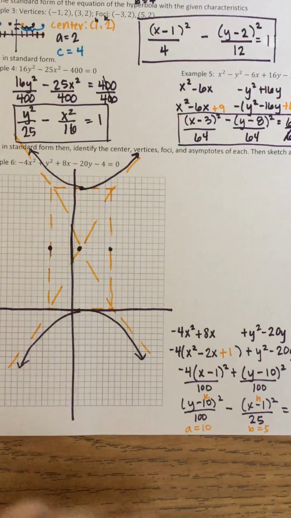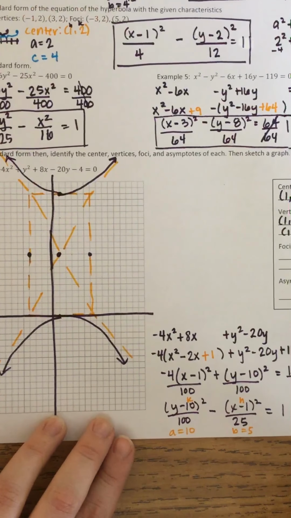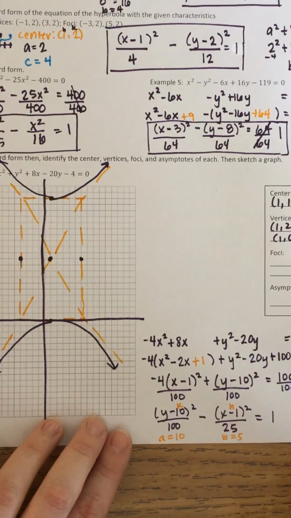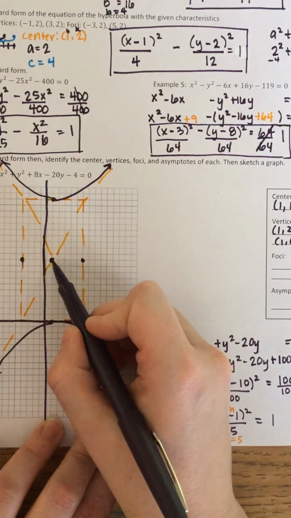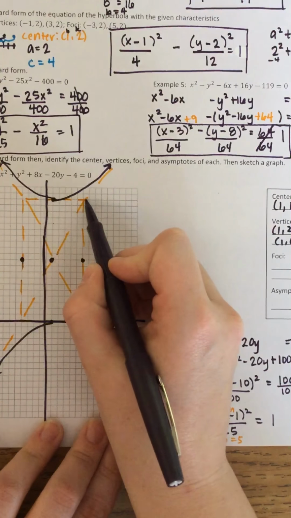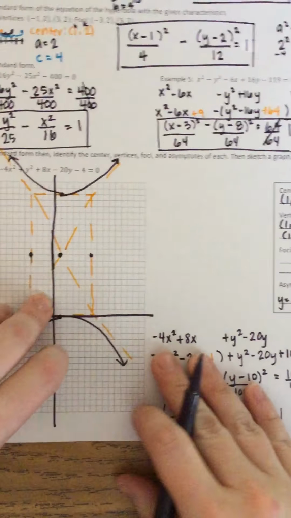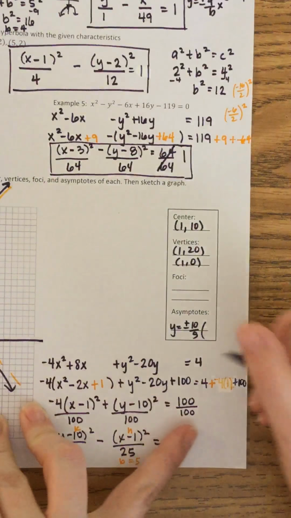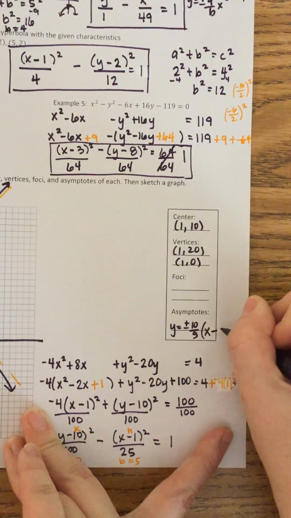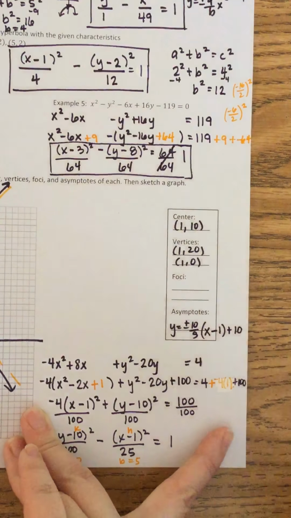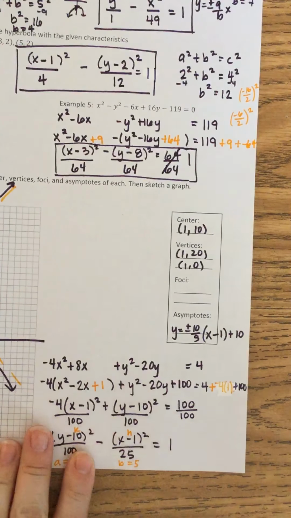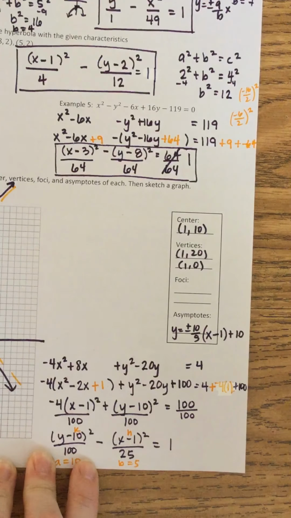Okay, the other parts of this are the asymptotes and the foci. For the asymptotes, you can find your slope would be up 10 over 5, which you could simplify to be 2, times x minus h plus k. Again, if you don't remember that formula, it is on your formula chart.